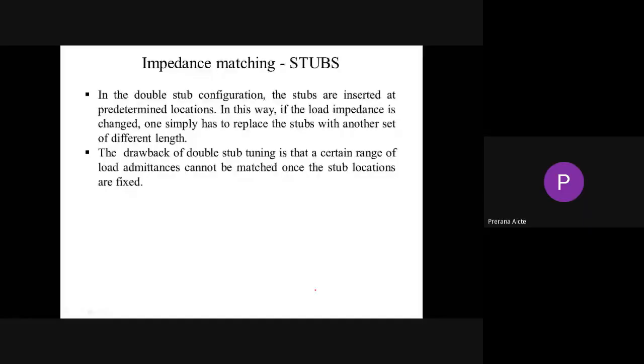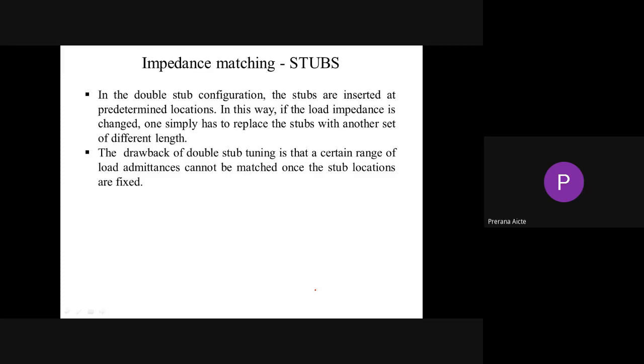The drawback of the double stub tuning is that a certain range of load admittances cannot be matched once the stub locations are fixed. If the load changes, then we have to change the distances from the load, so we can always change the distance.